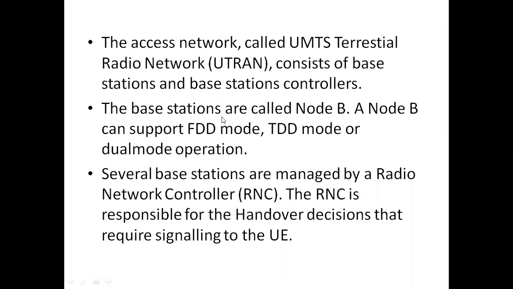The UTRAN, or UMTS terrestrial radio access network, consists of base stations and base station controllers. In GSM also we have base stations and base station controllers, that is BS and BSC. So here also we have base stations and base station controllers. The combination of base station and base station controller we call UTRAN. Here the base stations are called Node Bs. Node B is nothing but the base station.